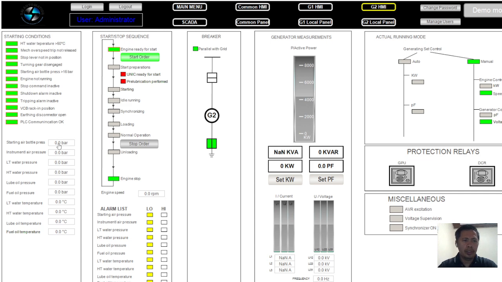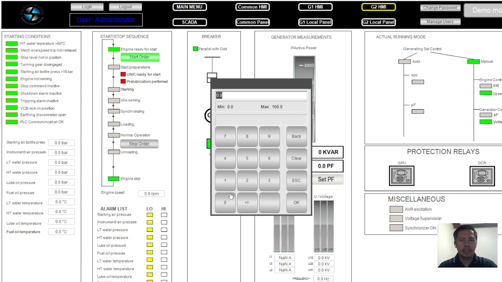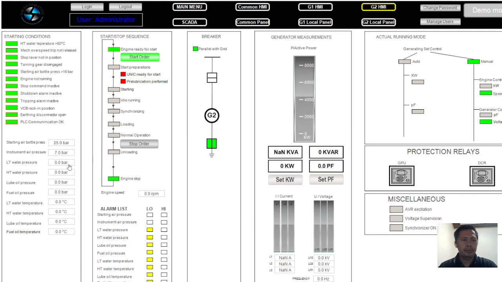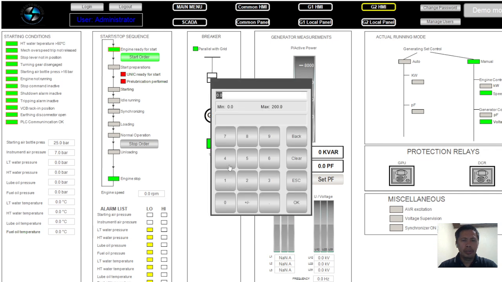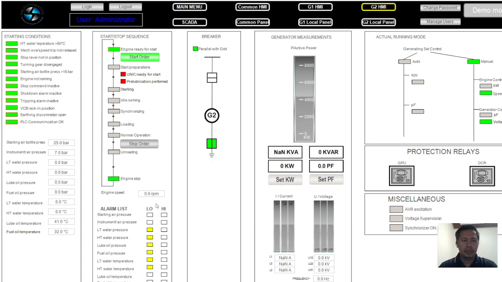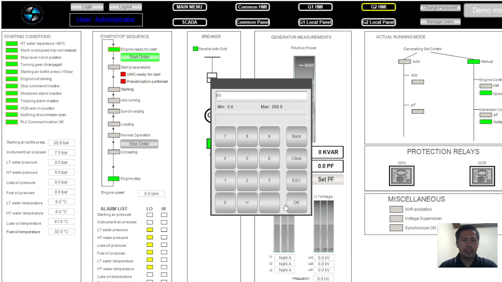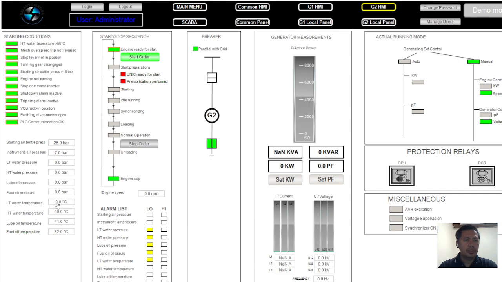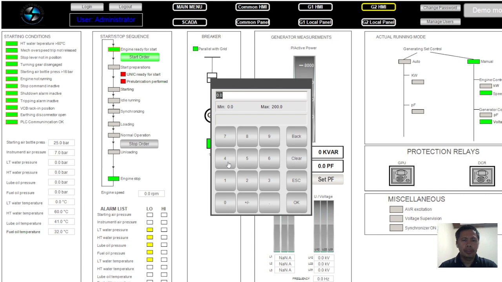So again, I will set this as operator. So now starting our battle. So assuming this is 25 bars. Okay, this is 7 bars. So the LT later. So then the fuel temperature is 32. The fuel temperature 41. See, the temperature is 60. The LT temperature 40.